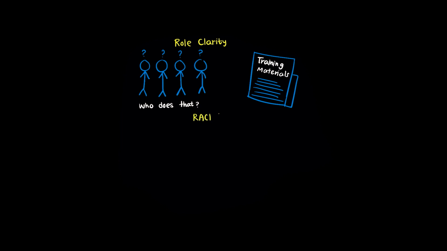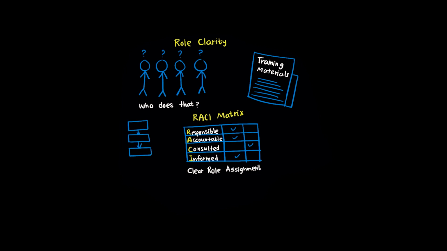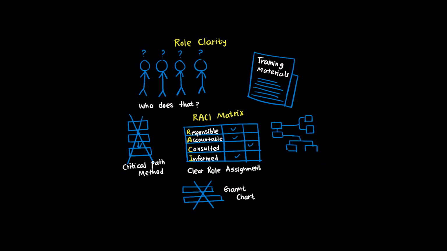The RACI matrix solves this puzzle by clearly defining 4 roles for every task. Responsible means you do the work. Accountable means you have final authority and sign-off. Consulted means your input is needed. And informed means you need to be updated on progress. It's like assigning positions on a sports team. Everyone knows their role. Critical path method finds tasks that determine project duration. Gantt charts show timelines visually. Work breakdown structures organize work into packages. None of these clarify who does what.